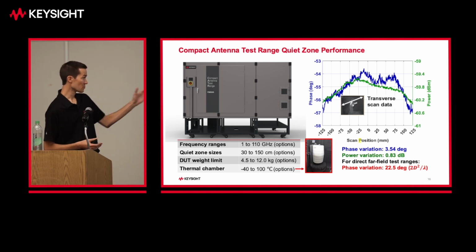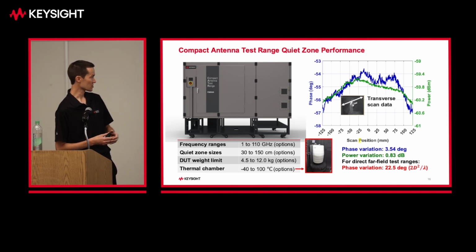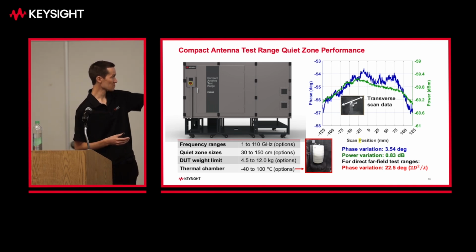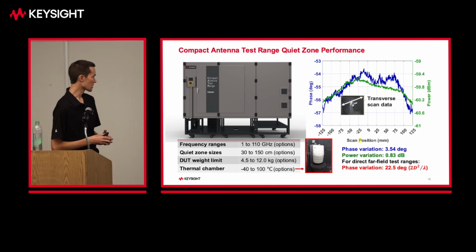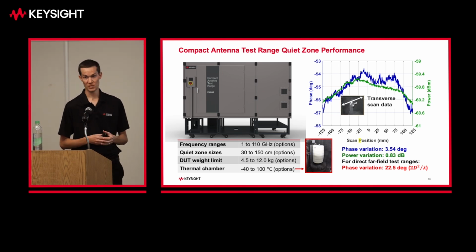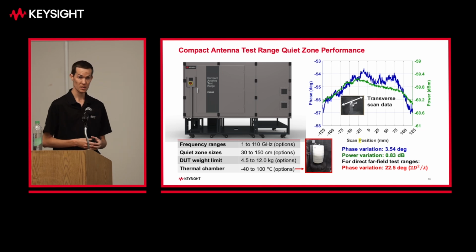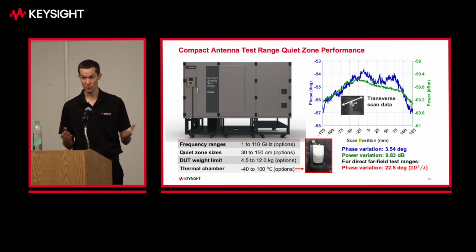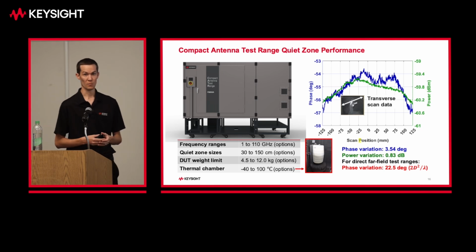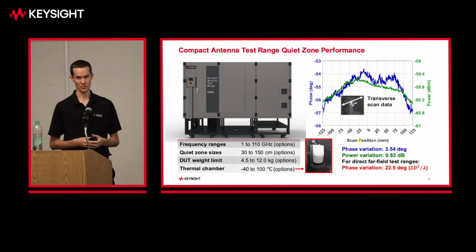We also have thermal control chambers, as shown in this image on the bottom, which has a very low loss and can adjust the temperature from a range of minus 40 to 100 degrees Celsius. So if you need to look at the beamforming performance over that temperature range, or develop a set of calibration files over that temperature range, you have that option as well.